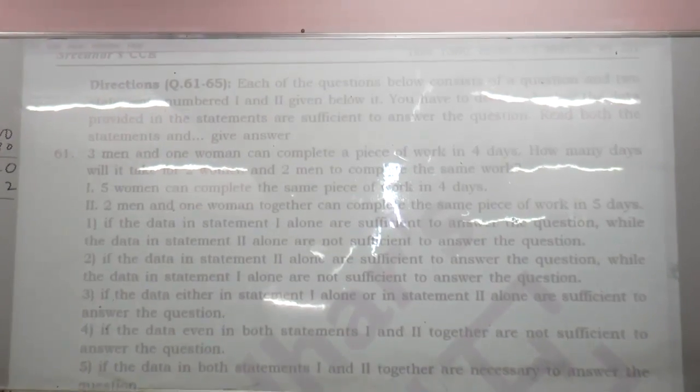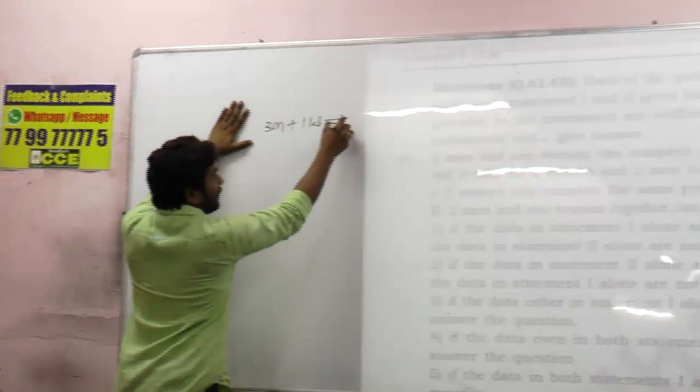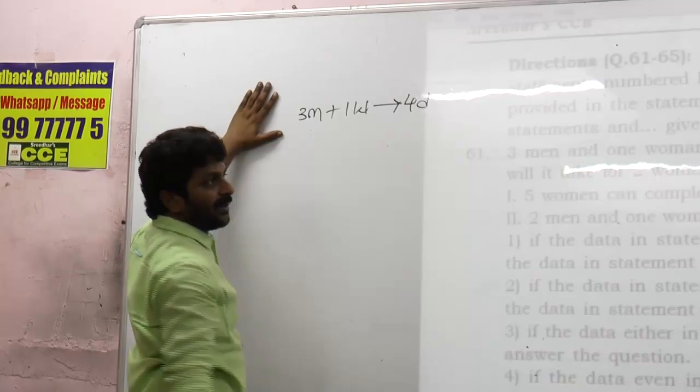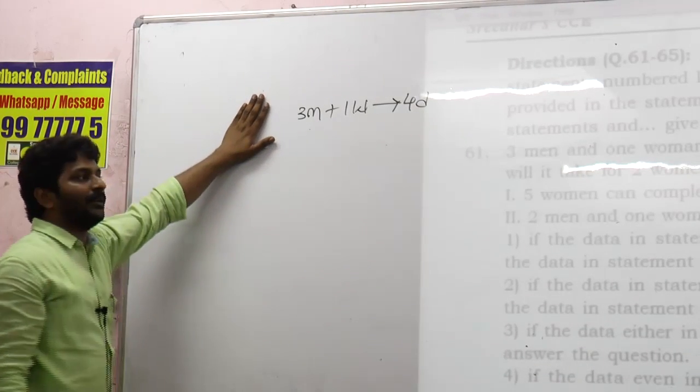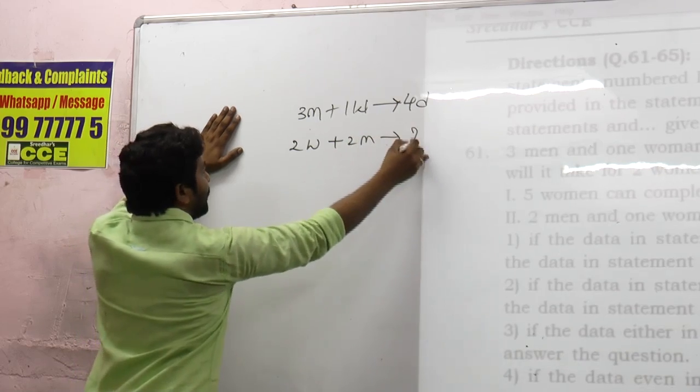Next, 61. 3 men and 1 woman can complete a piece of work in 4 days. How many days will it take for 2 women and 2 men to complete it?